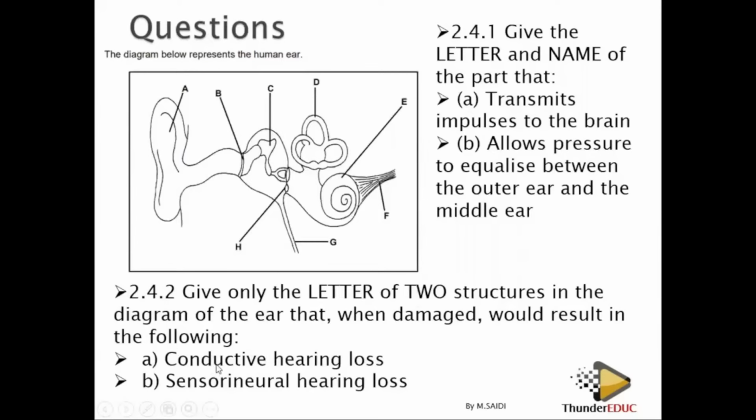Number one, conductive hearing loss. And then sensorineural hearing loss, B and C. In B, it's being caused by neurons. It's basically about the senses. So it's about E and F. While conducting is like a material which conducts the vibration, so it's going to be B and C.